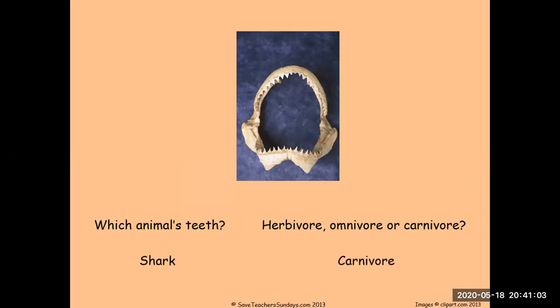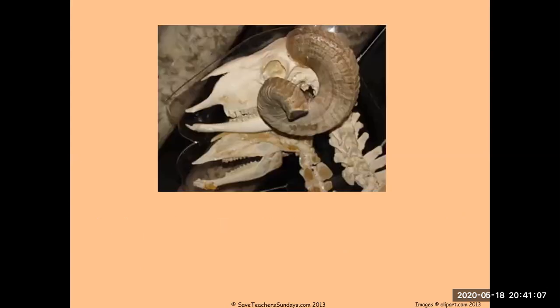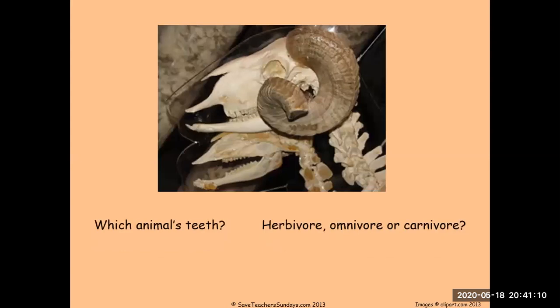It's a shark. It's a carnivore. You can see it's sharp with incisors. What about this? Which animal's teeth? Herbivore, omnivore, or carnivore? You're correct if you wrote a goat because of the horn. It's a herbivore. A goat feeds on leaves and plants.